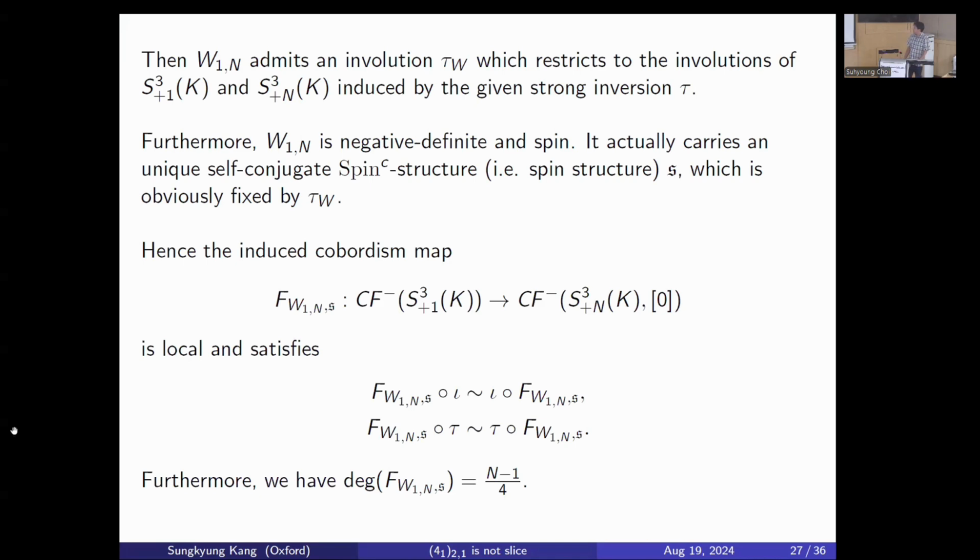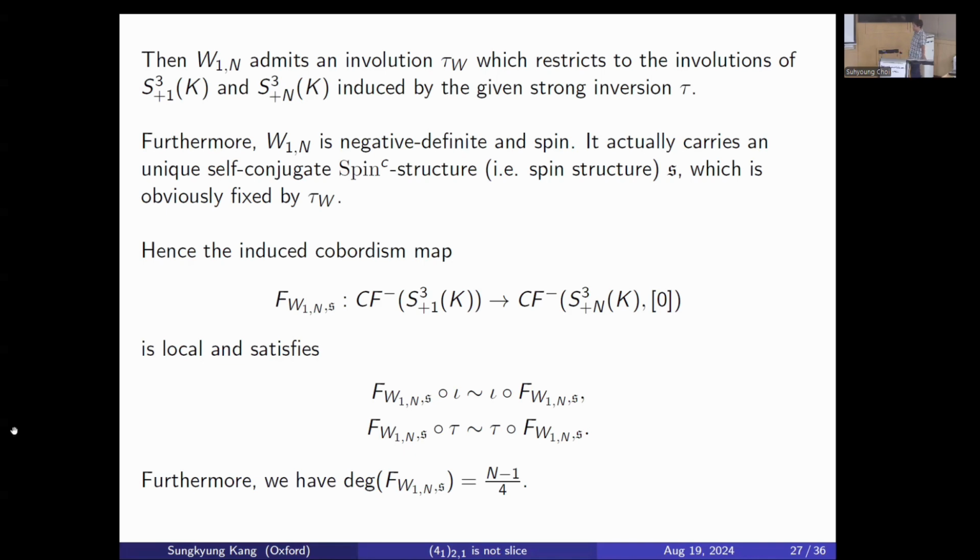Okay, so what you get is that there should be a cobordism map from here to here, induced by this negative definite cobordism, going from plus 1 to plus n with respect to the zero spin-C structure. By negative definiteness, this is local. And since the diffeomorphism extends and also there's a spin cobordism, we also have this commutativity, that it commutes up to homotopy with iota and tau. And furthermore, we can compute this using the degree shift formula for the knot Floer homology cobordism map. It turns out to be n minus 1 over 4.